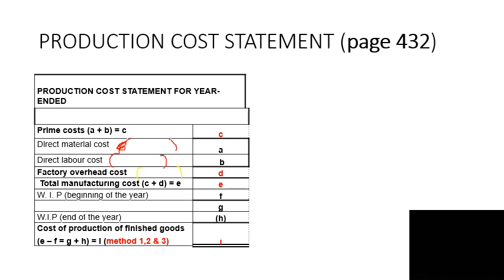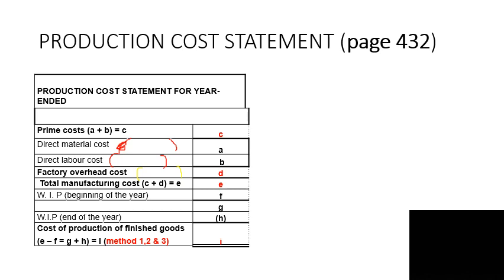Total manufacturing cost plus opening stock of work in process. We do not write the heading, we just write the figure. There is no name given there, so don't ask what must we write. Do not write anything.